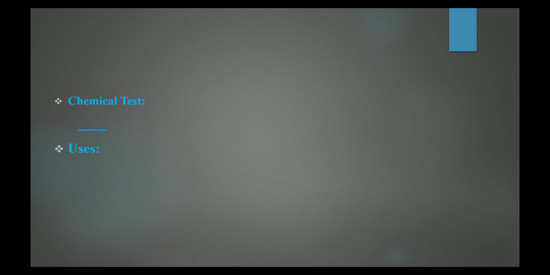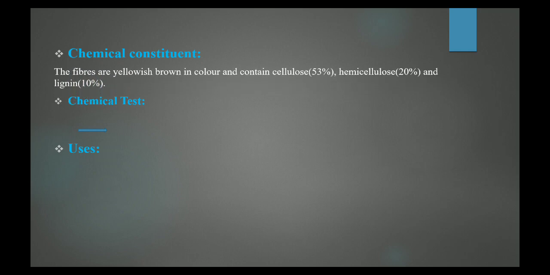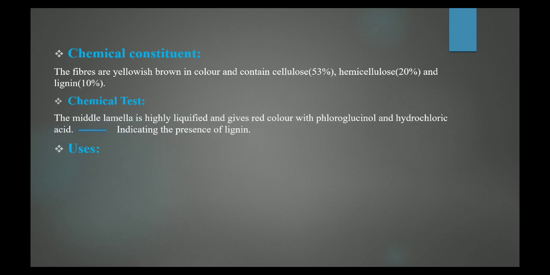Then chemical tests. First is chemical constituents. The fibers are yellowish brown in color and contain cellulose 53%, hemicellulose 20% and lignin 10%. Then chemical test: the middle lamella is highly lignified and gives red color with phloroglucinol and hydrochloric acid, which indicates the presence of lignin.